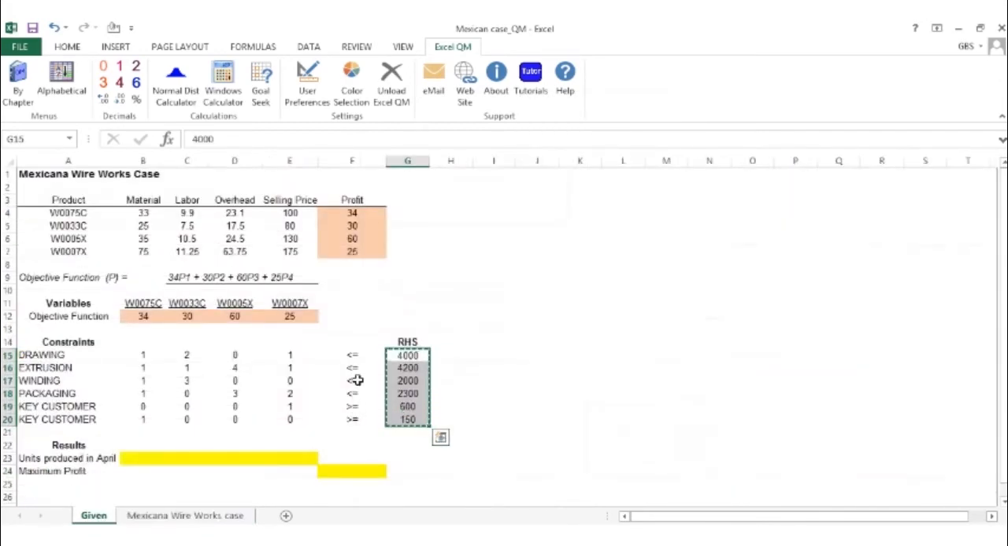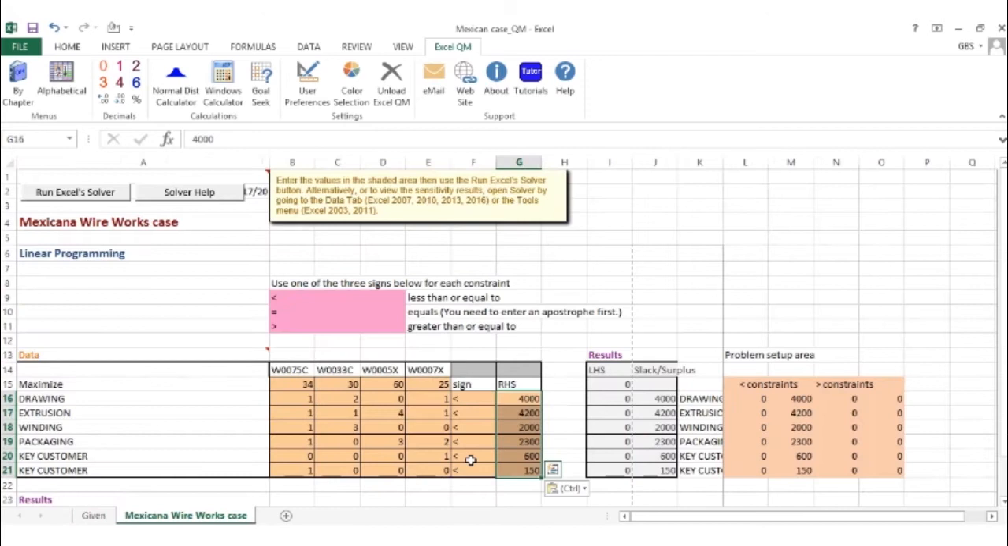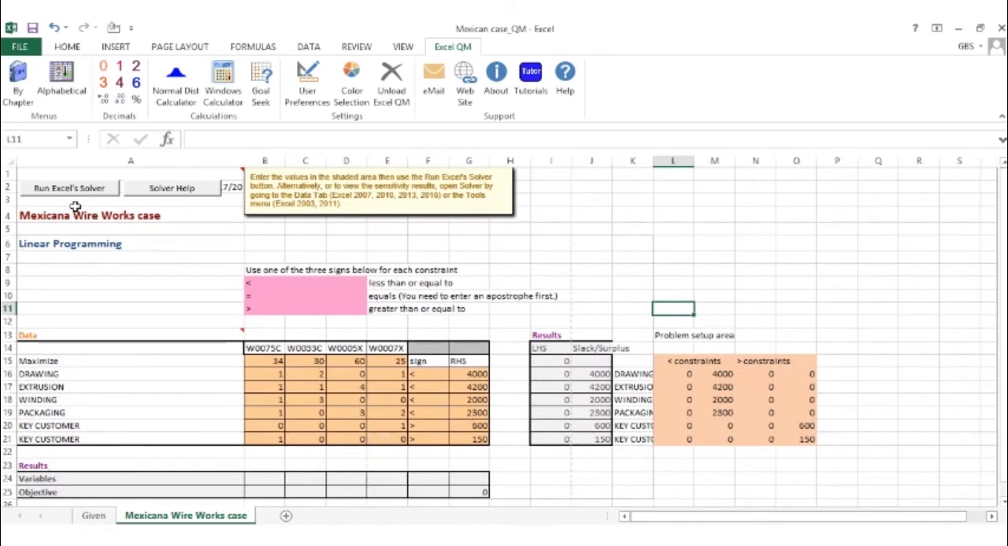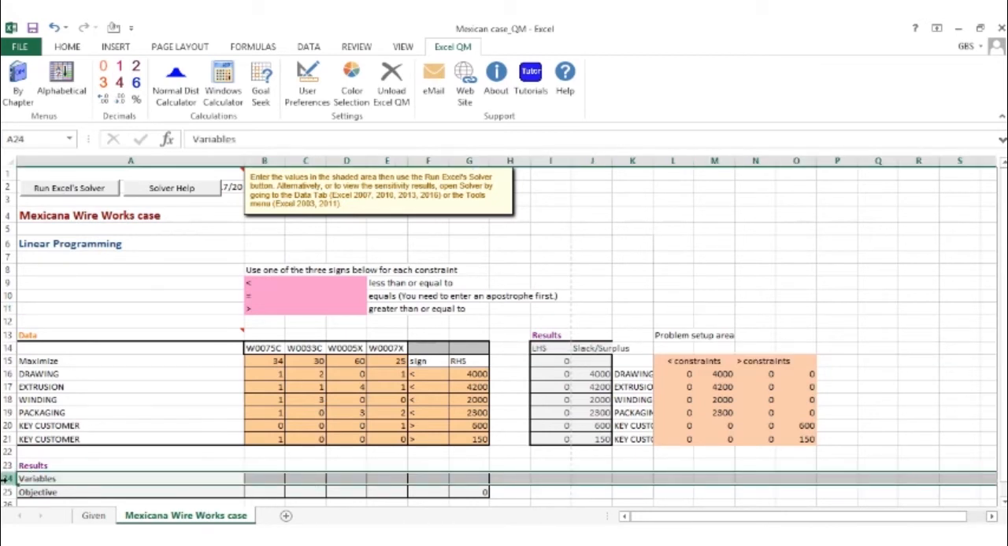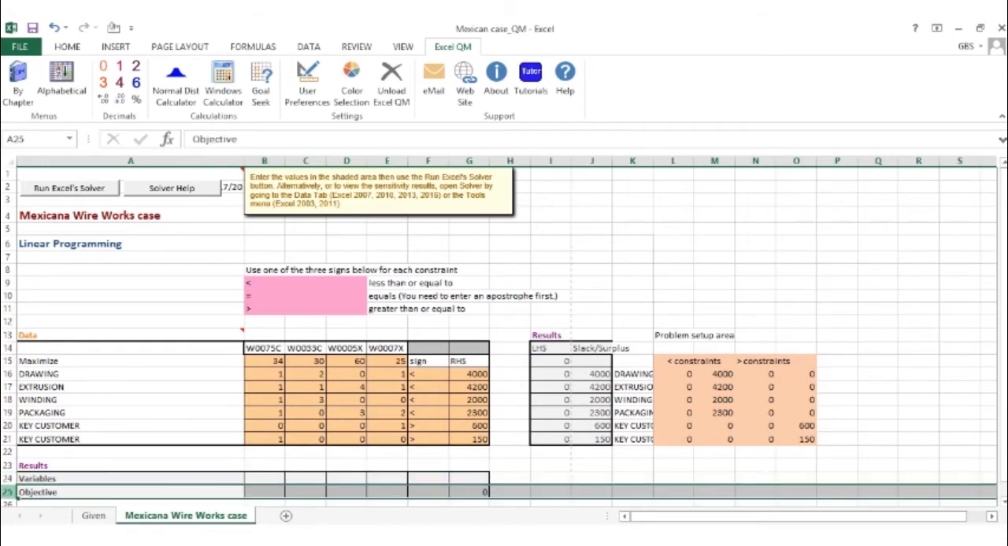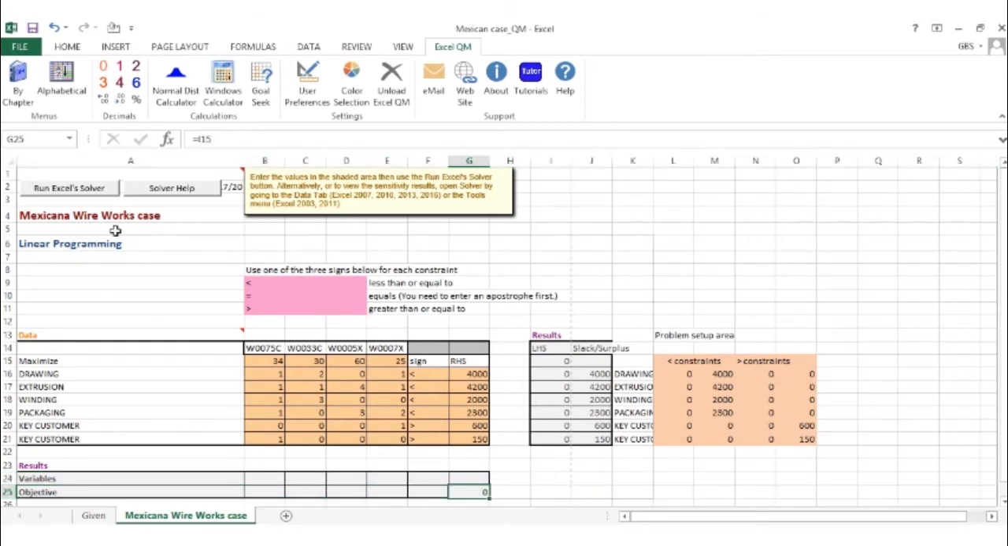As we can see here, our constraints are not the same for the key customers, so we also change the sign here. It's a greater than sign, so we change it to greater than. So our data input is complete. We are now ready to click Run Excel Solver. Once we click this, it will give us an answer for the number of units produced in April and the maximum profit.